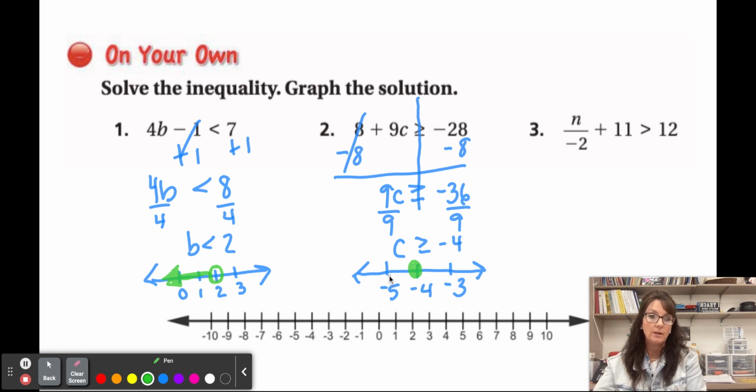Is -5 greater than -4? No. Is -3 greater? Yes. So we want to go this way. And all these numbers are shaded.